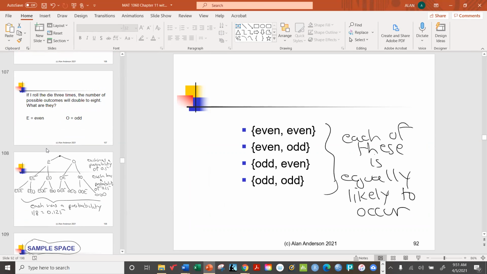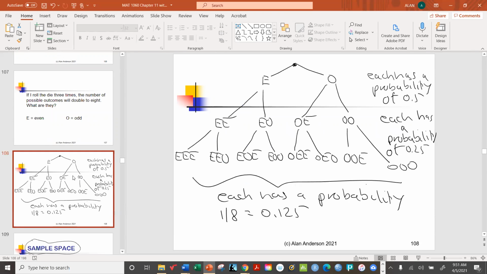Well, it turns out that every time we roll the die again and only focus on evens and odds, that doubles the number of possible outcomes. Now, I'm going to prove that to you with a very interesting diagram that we'll need later on, called the binary tree. And this is a graph that shows all the different possible things that can happen when we carry out an experiment like this.